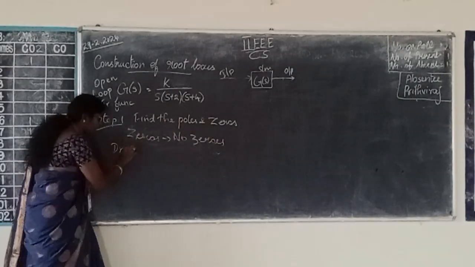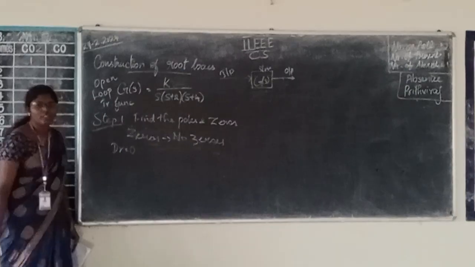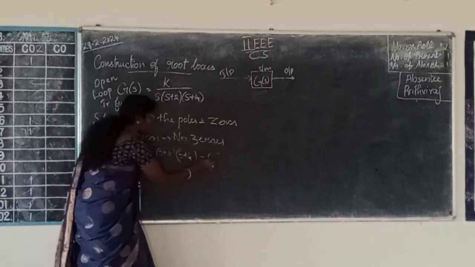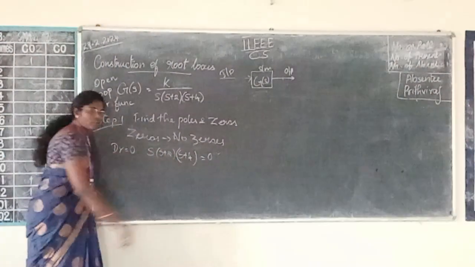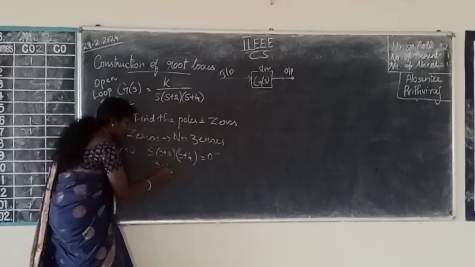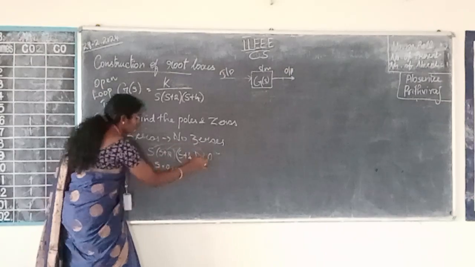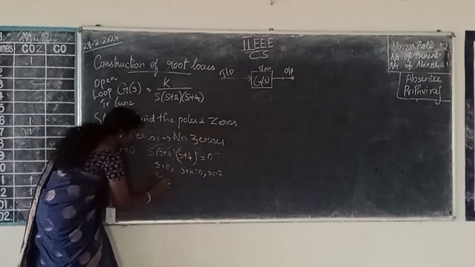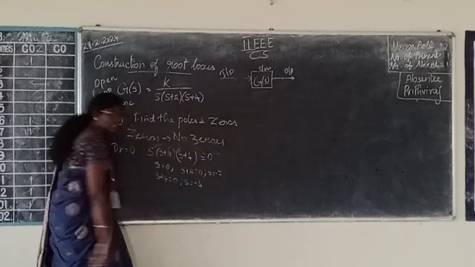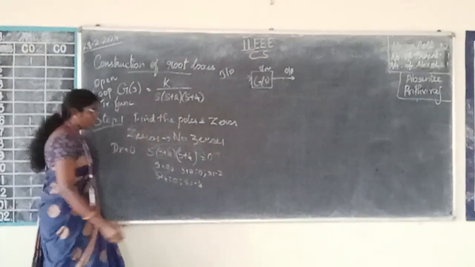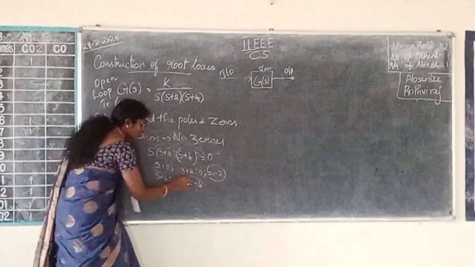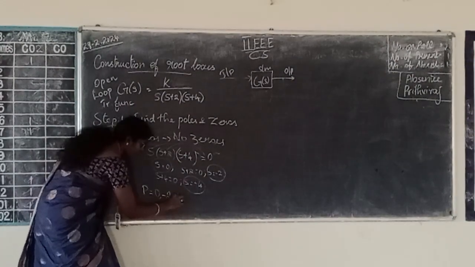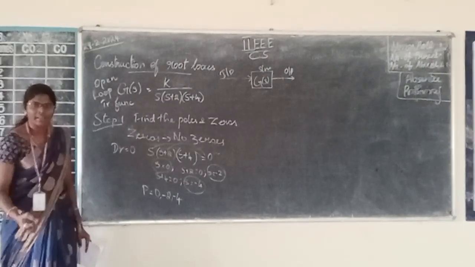Next, we have to look at the denominator. For the denominator, we equate it to 0. S into S plus 2 into S plus 4 is there. We have to equate all of that to 0. So from the first, S is equal to 0. From the second, S plus 2 equal to 0, so S is equal to minus 2. And if S plus 4 is equal to 0, then S is equal to minus 4. So what are the poles here? S is equal to 0, S is equal to minus 2, and S is equal to minus 4. The poles are 0, minus 2 and minus 4.